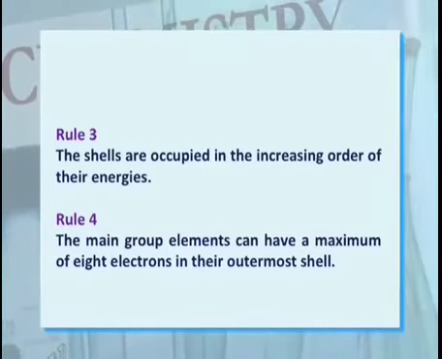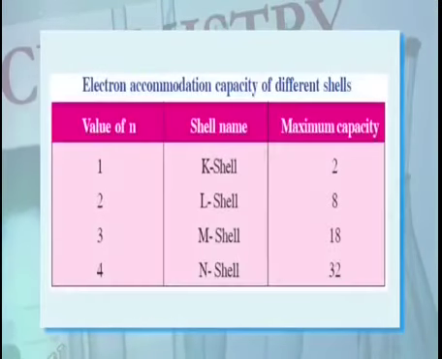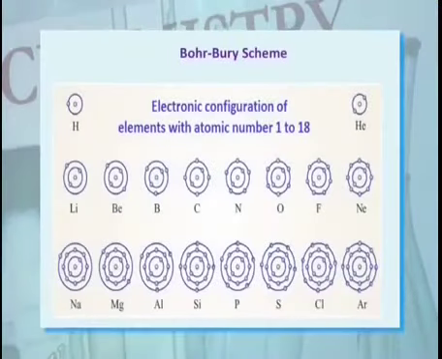This table indicates the maximum electron capacity of a particular cell: K cell, L cell, M cell, N cell, as per the formula. They contain 2, 8, 18 and 32 electrons. This is the representation of electrons filled in different orbits in the different elements.